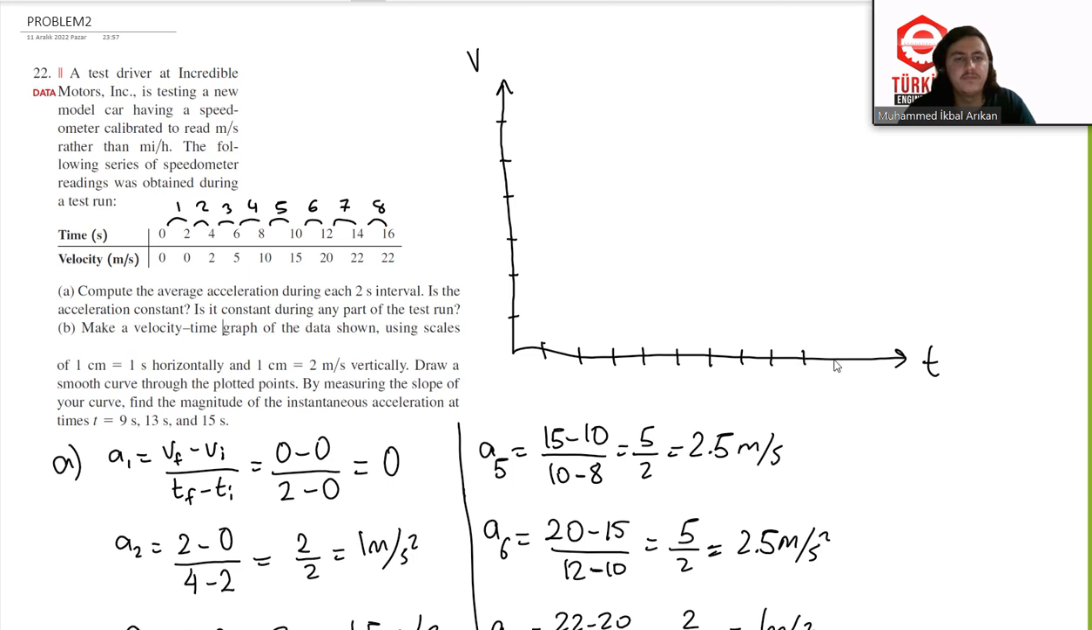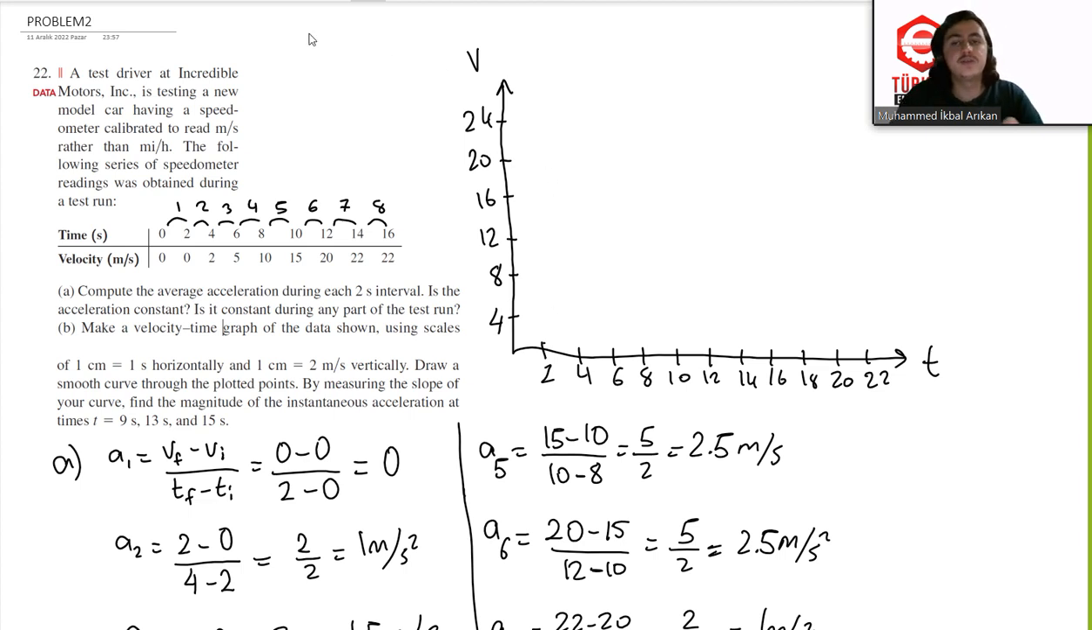Okay, so let's put 2, 4, 6, 8, 10, 12, 14, 16, 18, 20, 22. These are our times, and here I will put our velocities. Let's make it 22. I have 1, 2, 3, 4, 5, 6. So let's put just 4. The scale will be, instead of this one, I will put 4 here, 8, and here will be 12, 16. I will put here 20, and here 24.